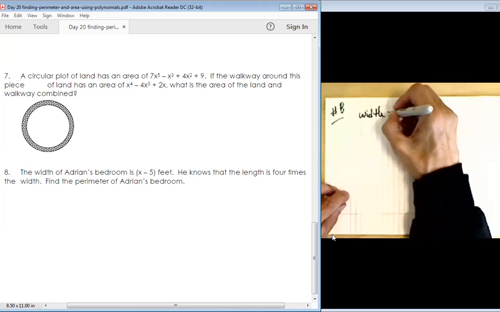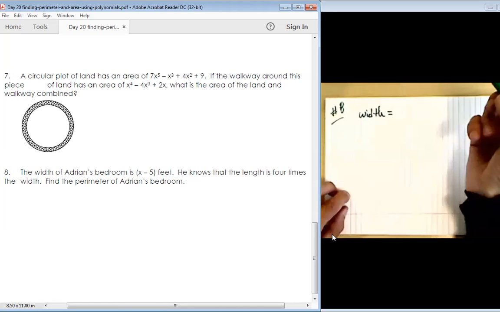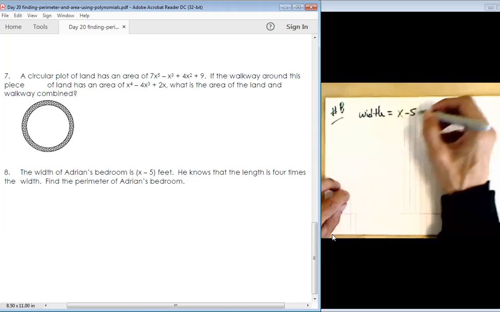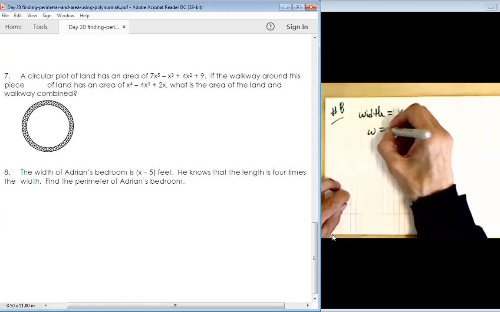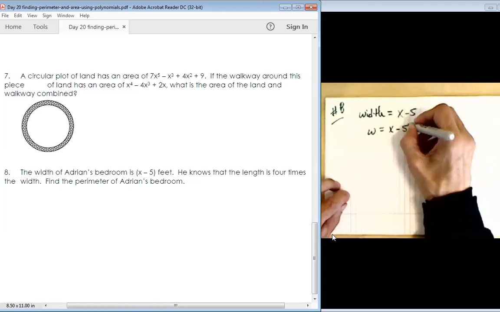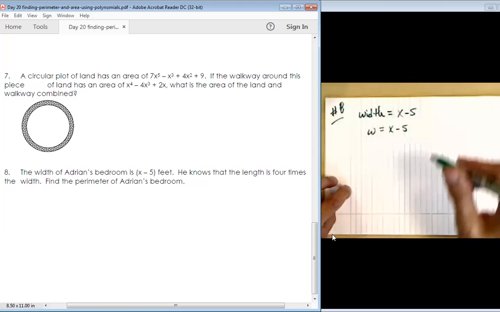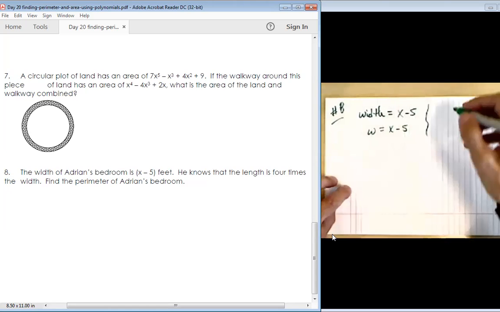Yeah, I think class got it. Width equals x minus 5. As a little update, W equals x minus 5. The width, yeah, for sure. And the L is 4W. Nice. So translating, looking at the length now, right?